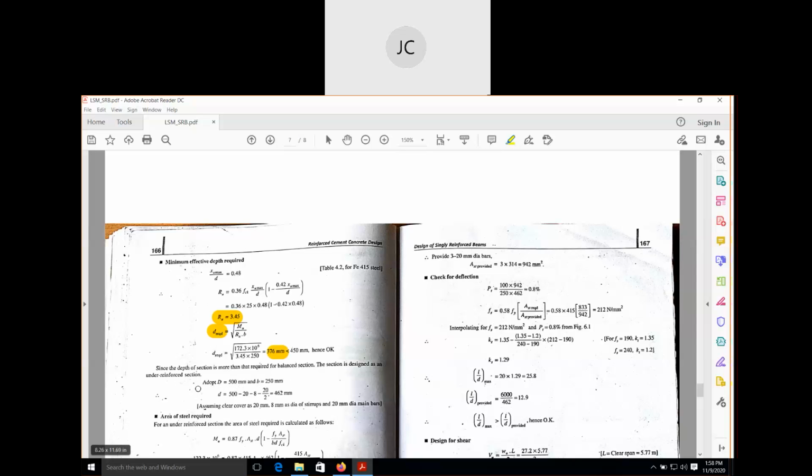So under-reinforced section, therefore we will adopt the assumed value. Our total depth will become 500. Width will be this much. So now we have to see this. What is this? Can anyone tell me how we have got this value?